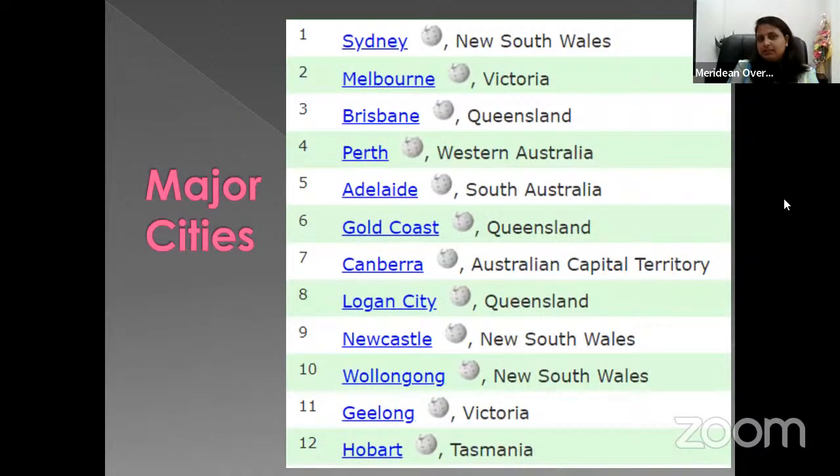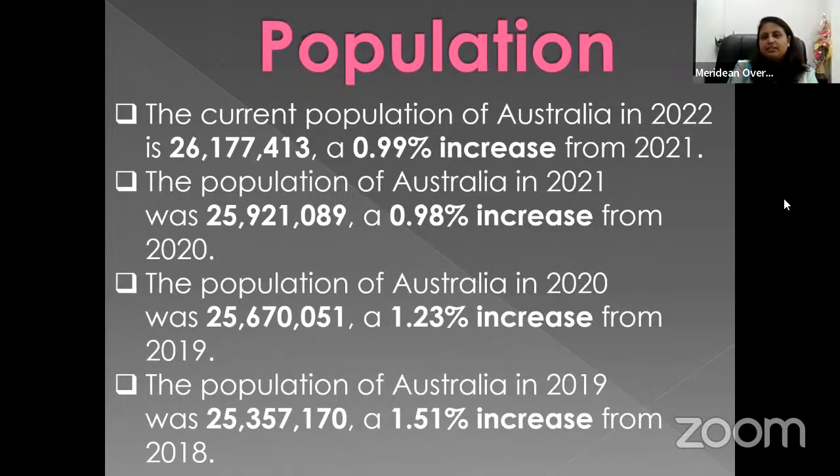Major cities in Australia. The most renowned cities are Sydney, Melbourne, and Brisbane. These 3 cities come under urban areas, and every student wants to get into these cities. The other best cities are Perth, Adelaide, Gold Coast, Canberra, Logan City, Newcastle, Wollongong, Geelong, and Hobart. As far as population is concerned, it grows by about 0.99 percent, from 1.51 down to 0.99 percent increase every year.